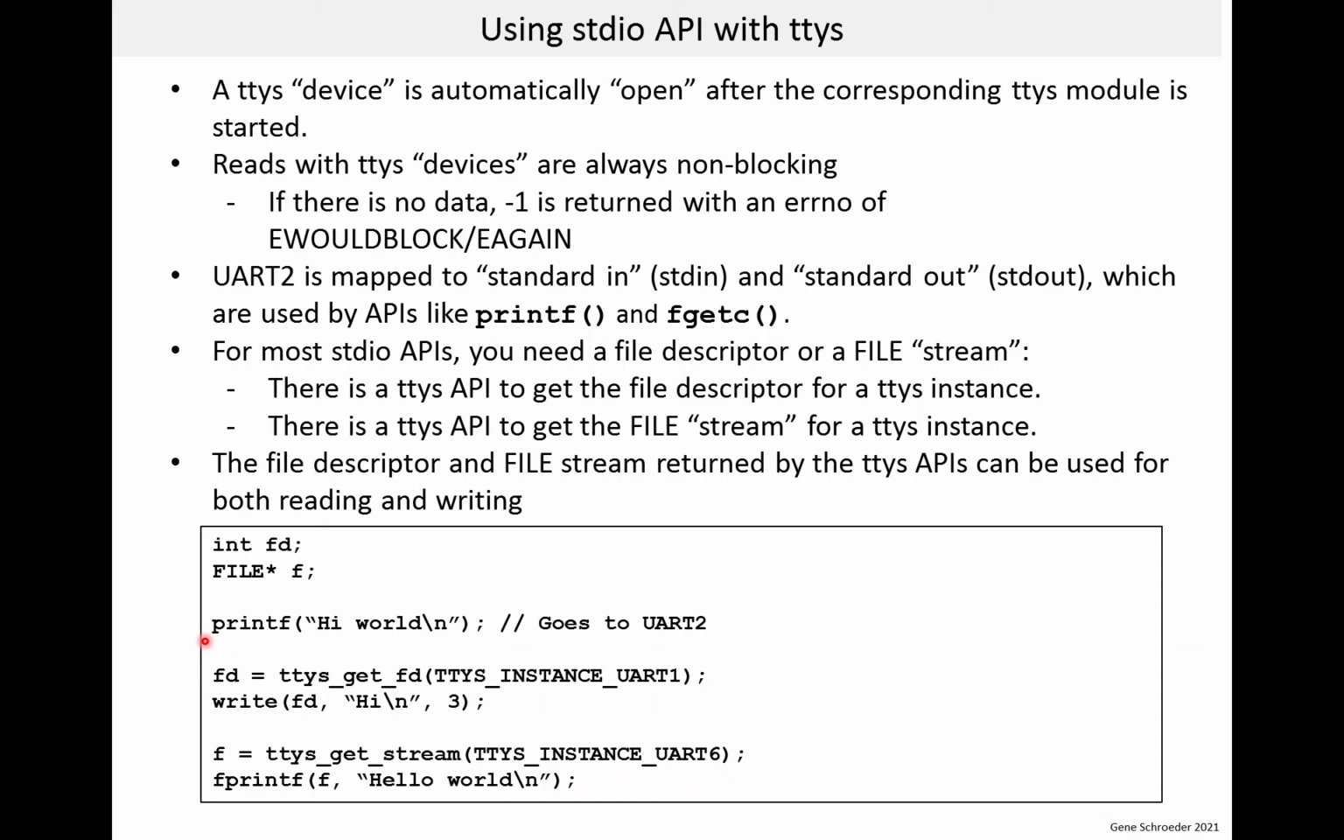Now let's say we want to write something to UART1. In that case, we call ttys_getFD and get the file descriptor for UART1. And then we can use the write statement to print hi. Now if you want to use the standard I/O that uses streams, then we would call ttys_getStream for UART6, and then we could do an fprintf of hello world out to UART6.